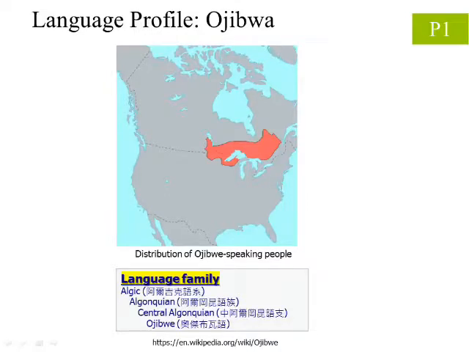Before we start, let us first briefly introduce the language Ojibwe. The users of this language are mostly the Ojibwa people, a group of indigenous people in North America. The distribution is indicated by red areas, mostly in North America and some parts of Canada.